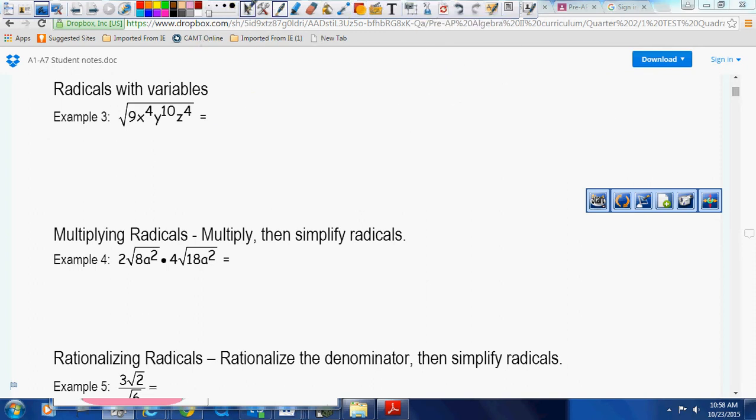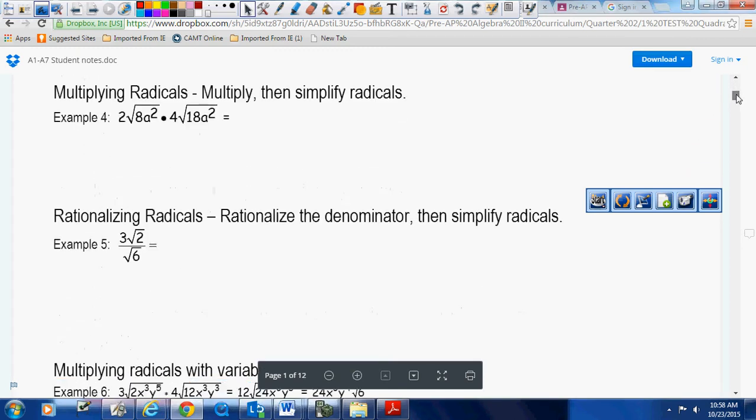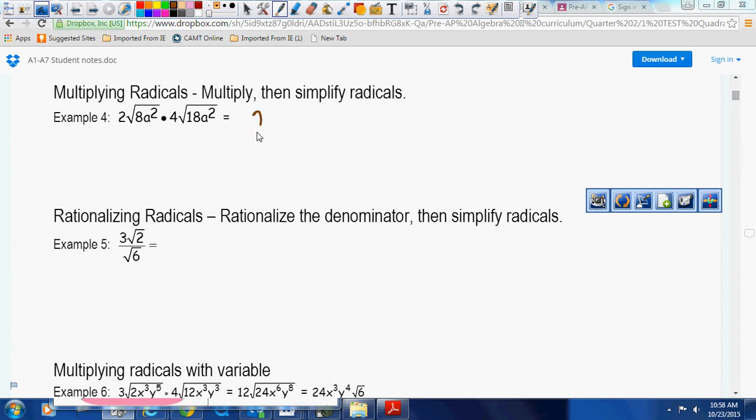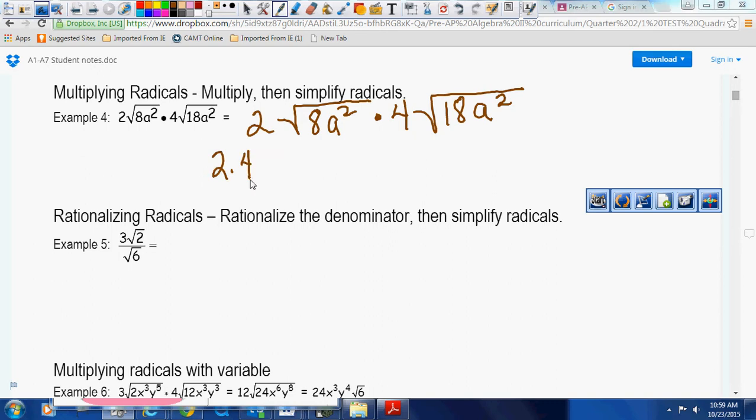Remember to just pause your video if you needed more time to write that. So I'm going to go on to example 4. So I know that I have a 2 that's on the outside. Well, I know that my 8, a squared, and then my 4, and then my 18, a squared. So I know I'm going to multiply my 2 times my 4. And then when I multiply what's under my radical, I'm going to end up with 144 and a to the 4th.